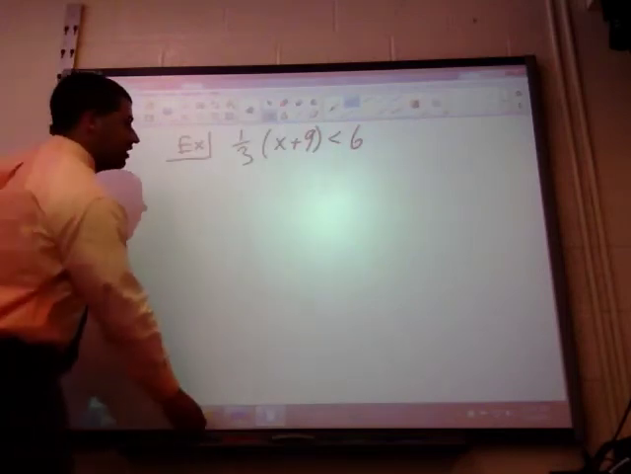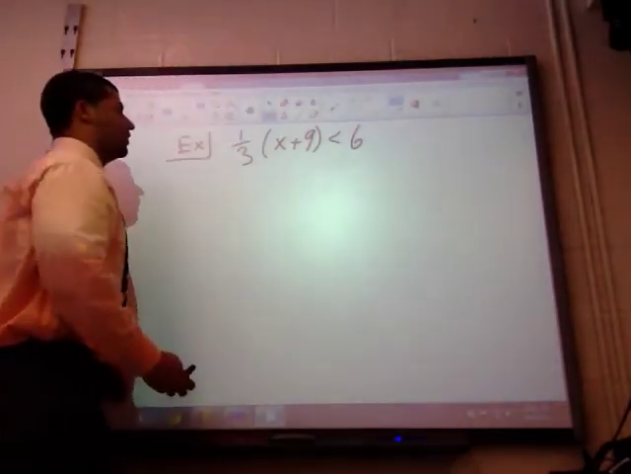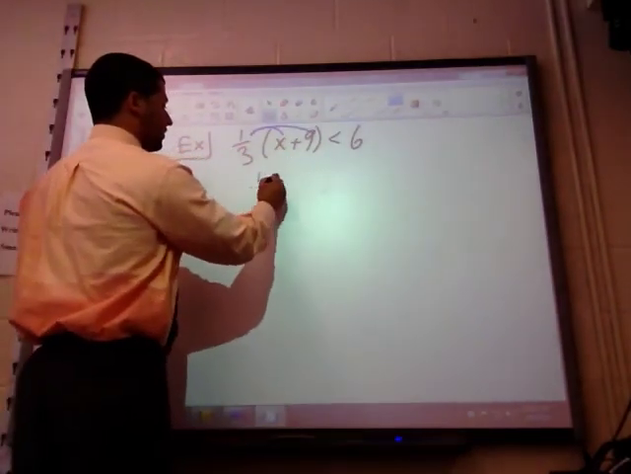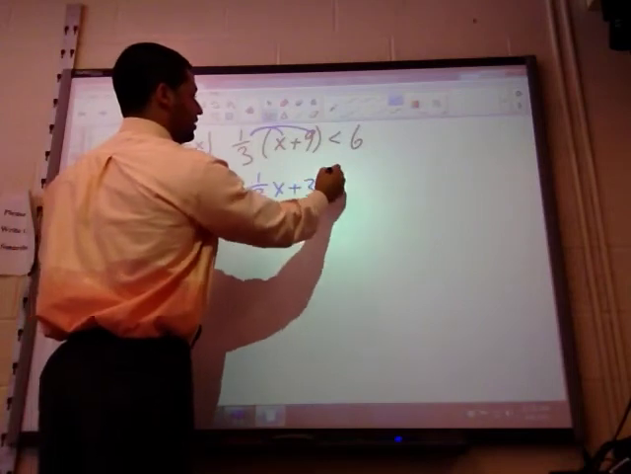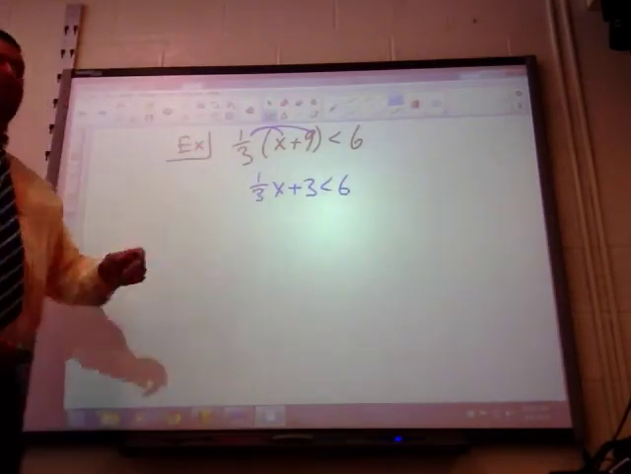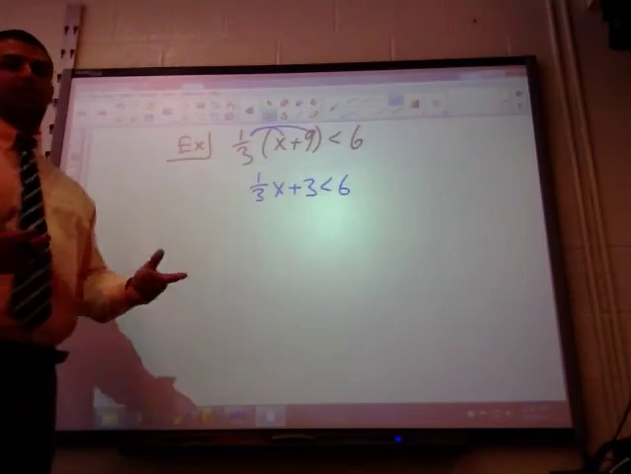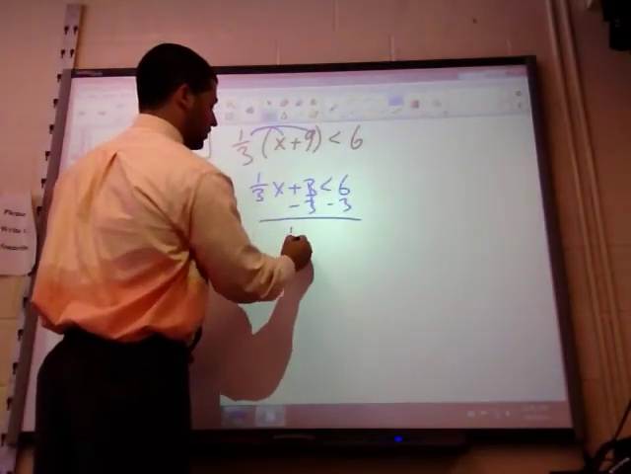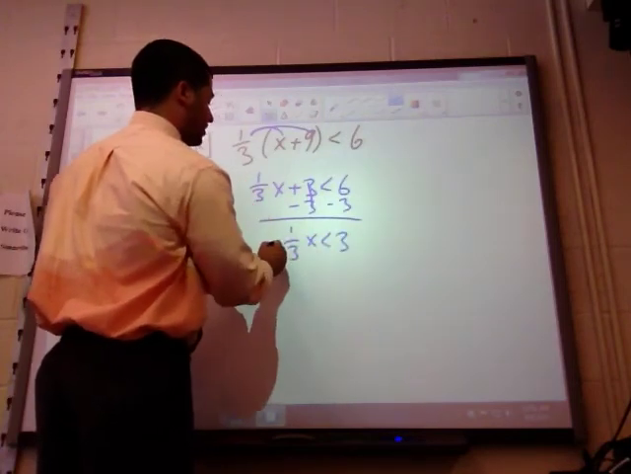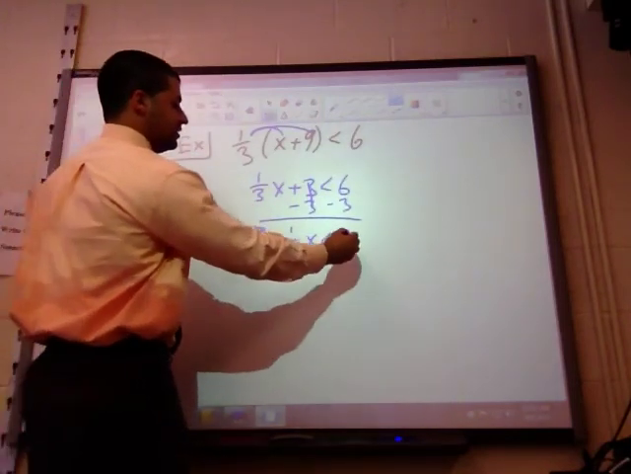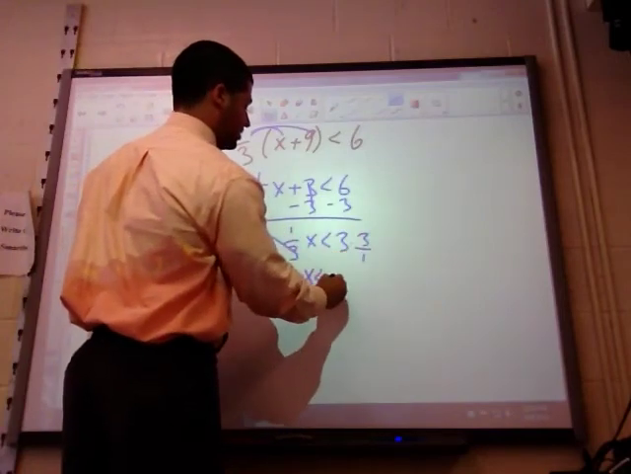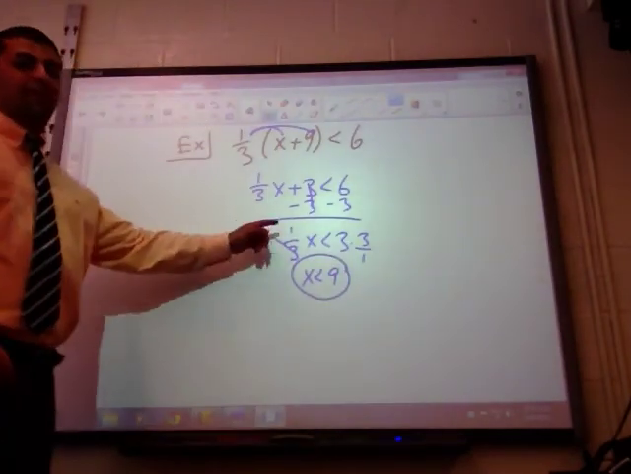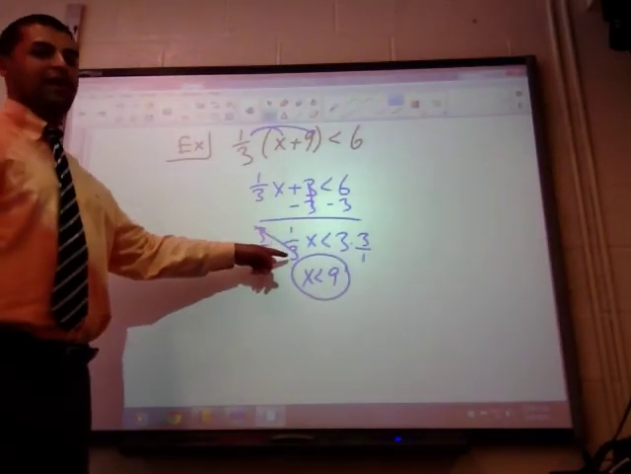And the last example I'll give you, 1/3 times x plus 9 is less than 6. Distribute in first. 1/3 x plus 3 less than 6. I could have also written this as x over 3. Remember, it's the same thing as saying 1/3 times x. Subtract 3 from both sides. Get 1/3 x less than 3. Multiply by the reciprocal on both sides. You get x is less than 9. So since it's a less than problem, and notice we did not flip because we multiplied by a positive. Only if it were negative would we flip.